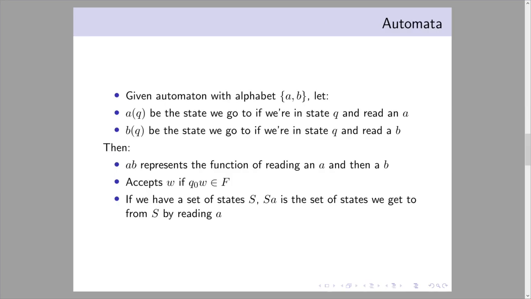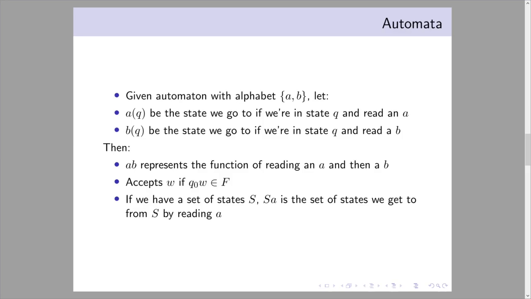This notation is really ideal for dealing with automata. So suppose that we have an automaton with input characters A and B. Whenever we input a specific character, it's going to apply some function to the state that the automaton is in. And we can denote that function by that character. So A is going to be a function that takes in a state Q and outputs the state that we will be in if we started off in state Q and read the character A. And the same thing for B.